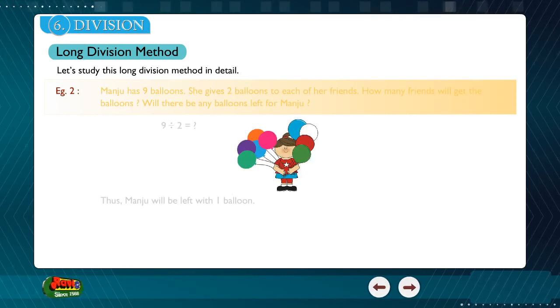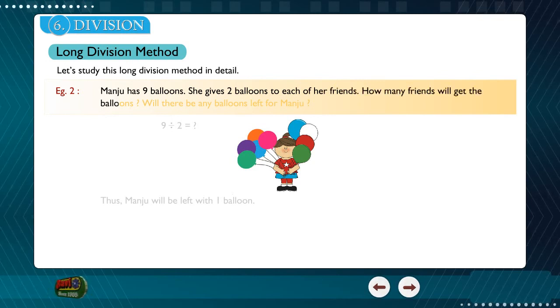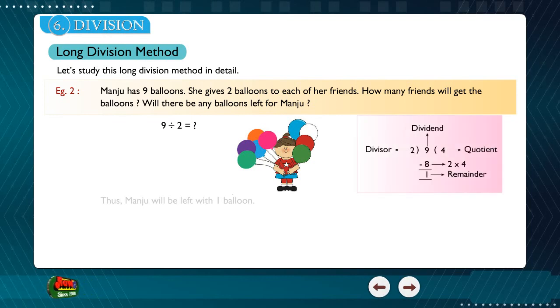Example 2. Manju has 9 balloons. She gives 2 balloons to each of her friends. How many friends will get the balloons? Will there be any balloons left for Manju? 9 divided by 2 is equal to how much? 2 is divisor, 9 is dividend, 4 is quotient. Thus, Manju will be left with 1 balloon.